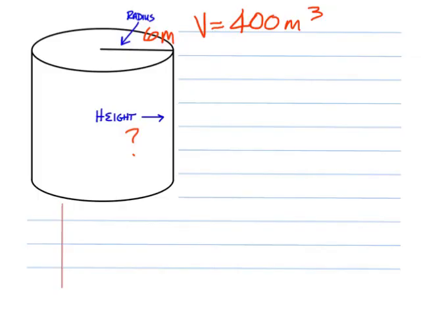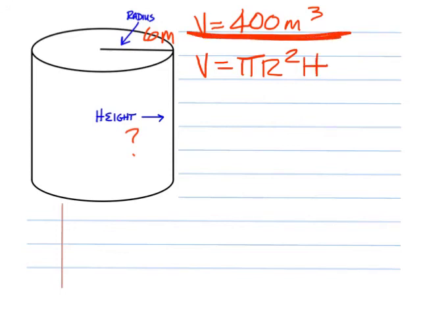Example number 3. In this case, you are given the volume, but you don't know the height. You do know the radius is 6 meters. The volume is given to you, so is the radius, but you need to solve for the height. Start by writing out the formula. V equals pi r squared h. And plug in everything that you know. The volume was given to you. It's 400.